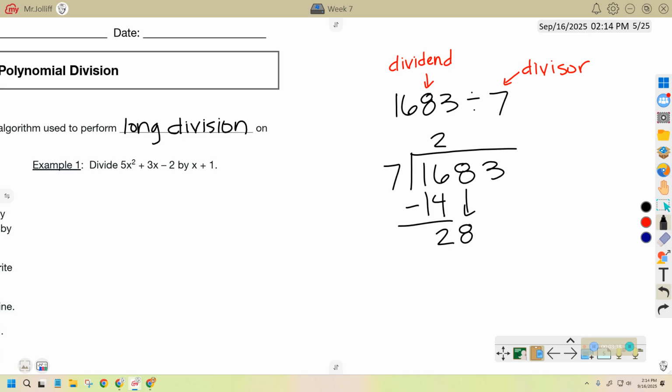7 goes into 28. 4 times exactly. 4 times 7 is 28. 0. Bring down the 3. Does 7 fit into 3? No, and I've got nothing else to bring down. I should add a 0, which is 0, which is 3, which is my remainder. Right, and I'm not going to do decimals because polynomials can't have decimals. So we're going to stop with our remainder.